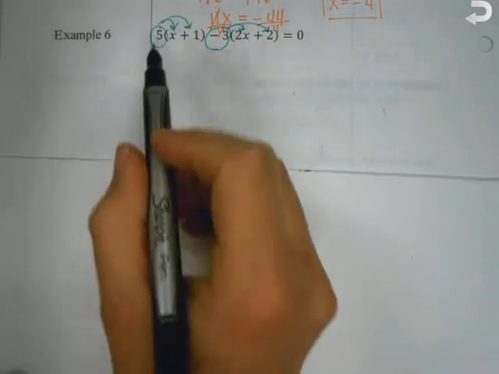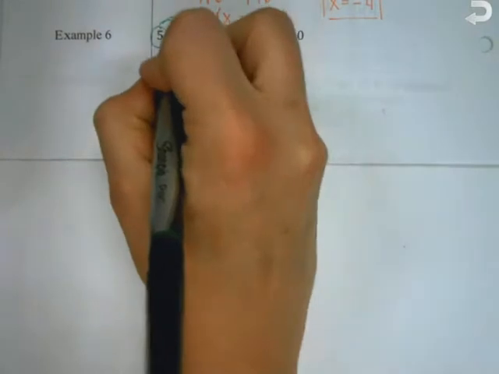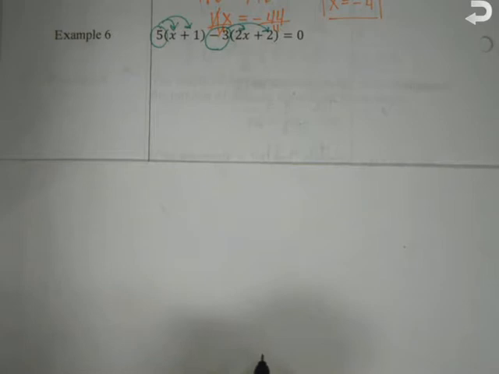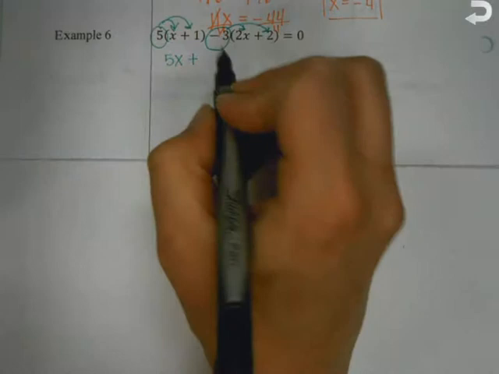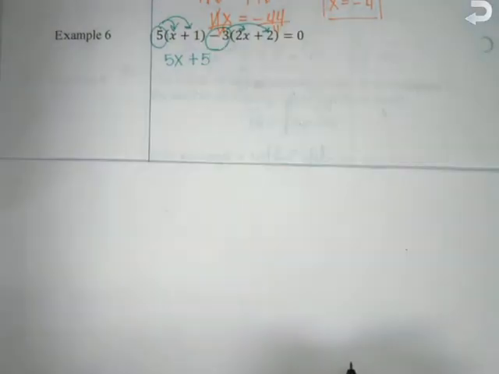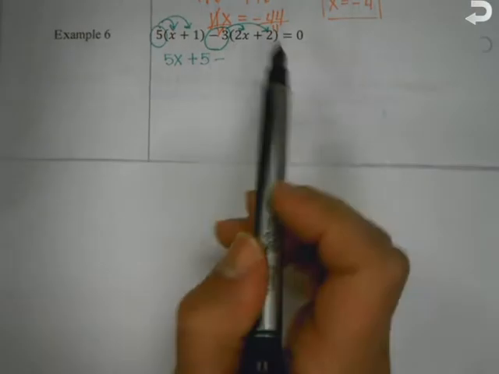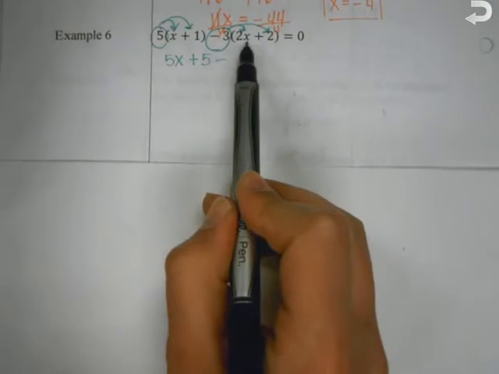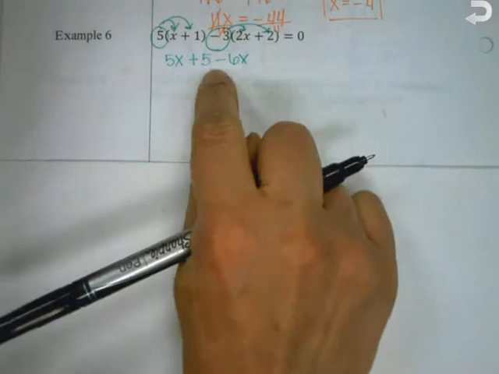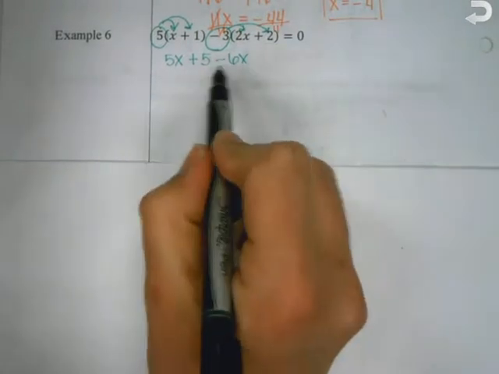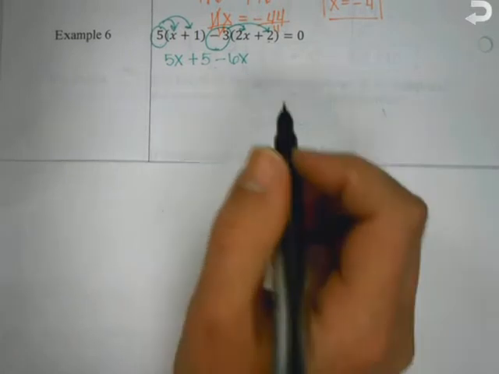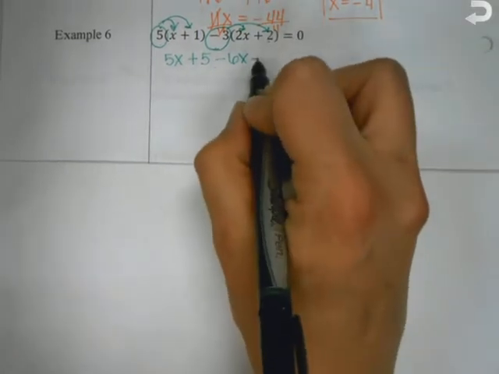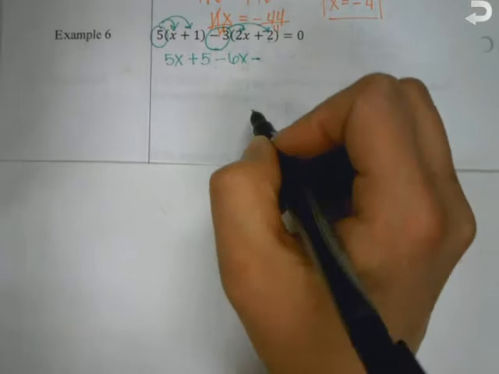5x plus 5 minus, not minus negative 6. Negative 3 times positive 2x just gives me negative 6. So it's just minus 6 because that negative is attached to the 6. And negative 3 times positive 2, what does that give me? Positive or negative? Negative 3 times positive 2 gives me negative 6 equals 0.